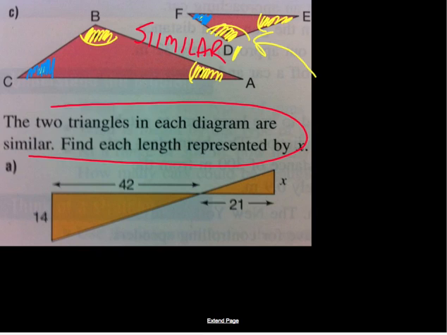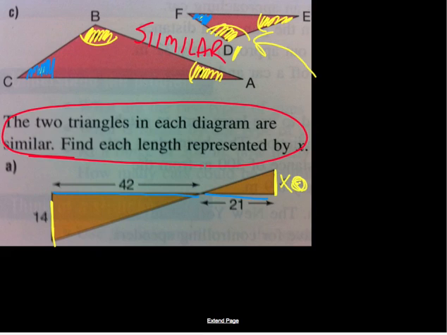Now, going down to this question, the two triangles in each diagram are similar. Find each length represented by x. So we're looking for x, which is here. There it is on the page. So I have to find out what side corresponds to this one. What corresponds to that? Well, that would be this one. Now, I know that 42 is going to correspond to 21.